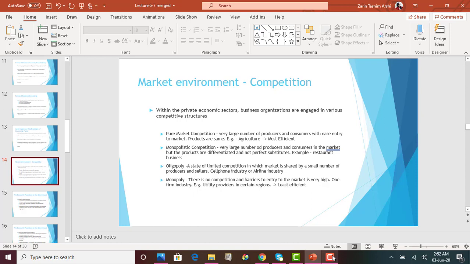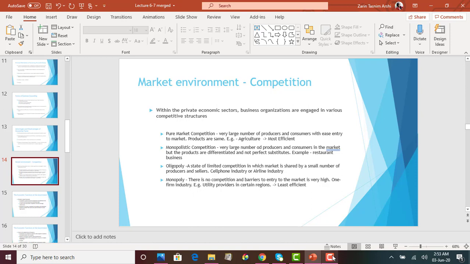An example would be a pharmaceutical company that produces specific drugs. Another example is that in some cities there's only one internet provider or only one electricity provider. In that region, that company or business is a monopoly, the single provider of that service. So these are the different types of market structures. We need to know them.